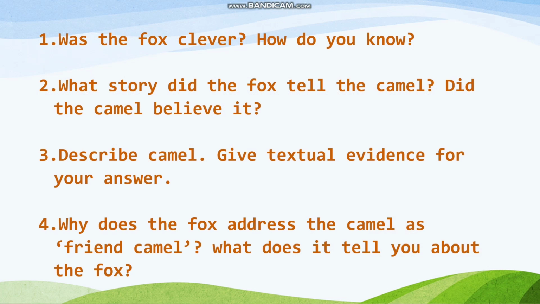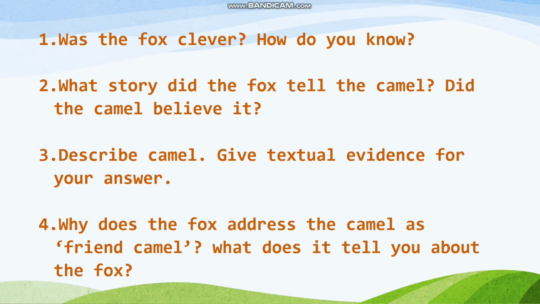Was the fox clever? How do you know? What story did the fox tell the camel? Did the camel believe it? Describe camel. Give textual evidence for your answer. You have to describe कि camel कैसा था और आपको proof देना है. आपको कौन सी line से ऐसा पता चलता है कि camel ऐसा था.